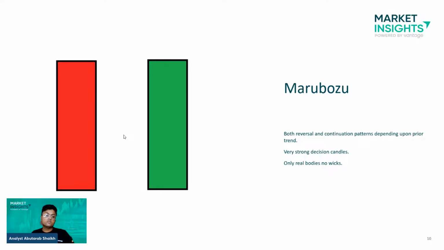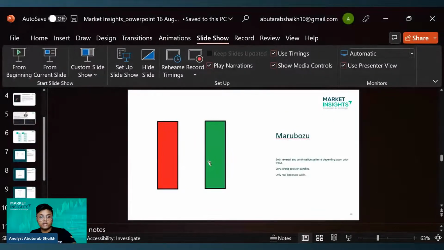Now, Marubozu, on the other hand, is an extremely strong decision candle. It is also rare. It is very rare, especially in the longer time frames, for a Marubozu to form. Like I will show you. Wait a second.